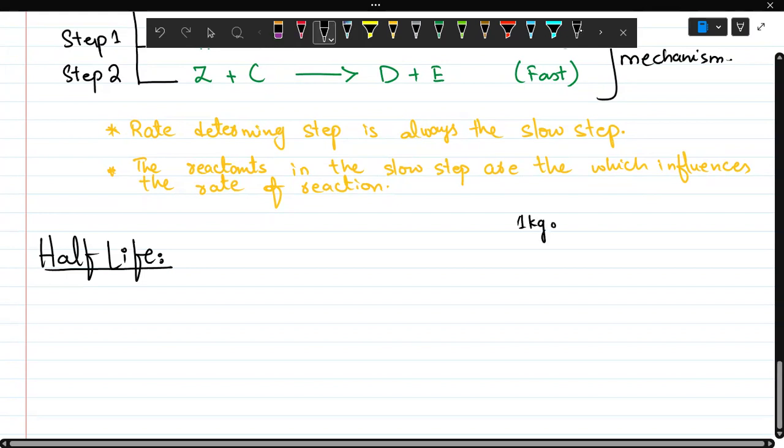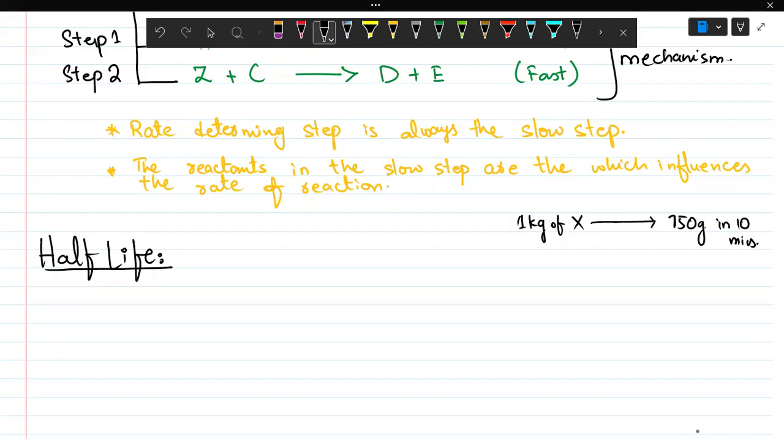If I say that 1 kg of substance X becomes 750 grams in 10 minutes, can you tell me what the half-life of this material is?